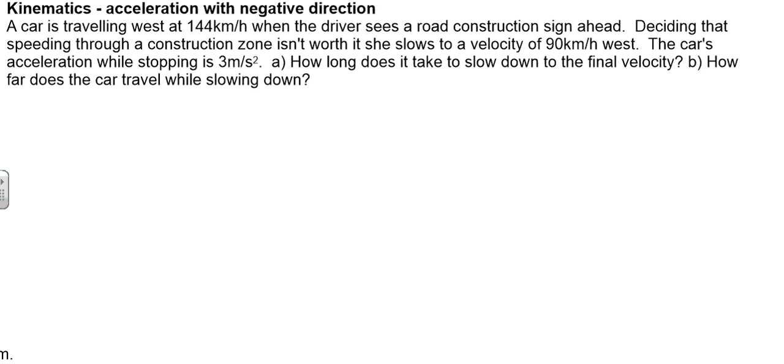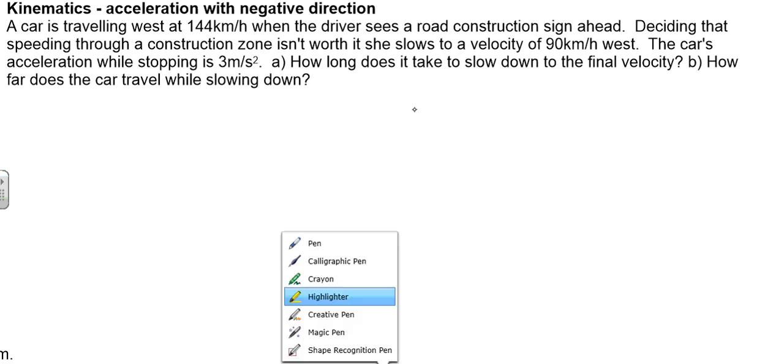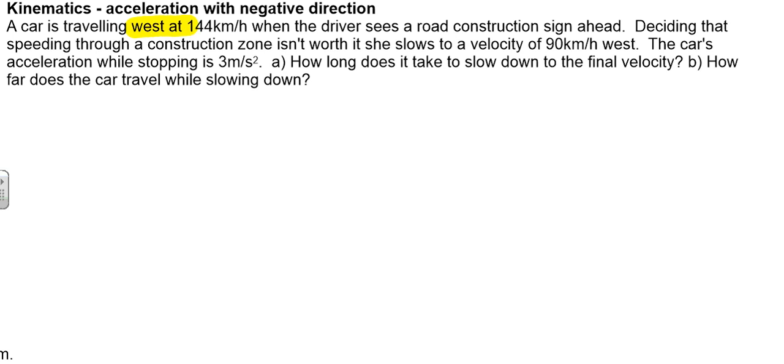So, for those of you that like to highlight, let's highlight. So, traveling west at 144, then it slows to 90 kilometers per hour west. The acceleration is 3 meters per second squared. We want to know how long and how far. So, was the car initially traveling at 144 or was it initially traveling at 90? The car is traveling and then slows down to 90.